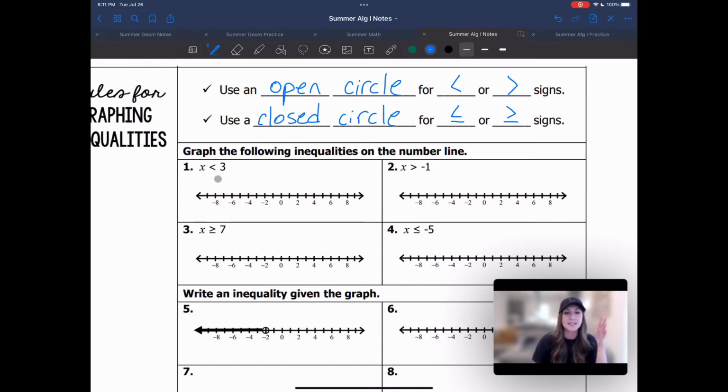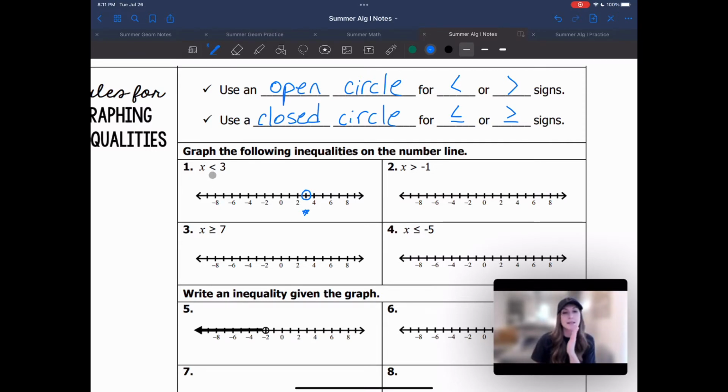So this one is x is less than 3. Well, I know if it's less than or greater than without the line underneath it, then it's going to be an open circle, as we put up here on the notes. So what I would do is locate the number 3 on my number line, between the 2 and the 4, and I would put an open circle on it. And then you're going to shade either to the left or to the right. That's when the sign comes in handy.